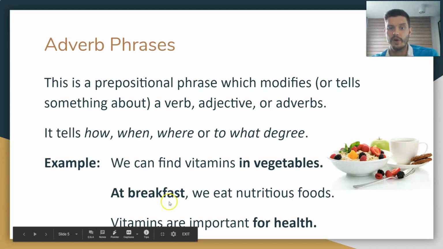At breakfast, we eat nutritious food. At breakfast tells us when we eat. Eat is, of course, a verb. Therefore, at breakfast is an adverb phrase. Vitamins are important for health. For health is our prepositional phrase. For health tells us something about the adjective important. Therefore, we know for health is an adverb phrase.